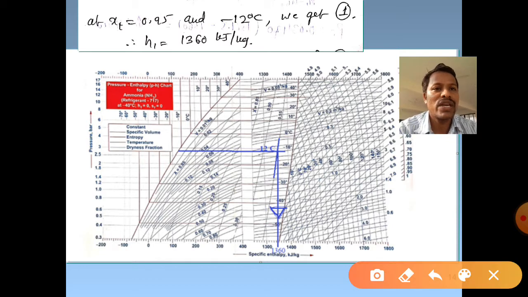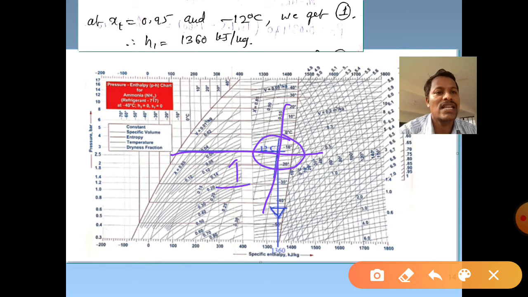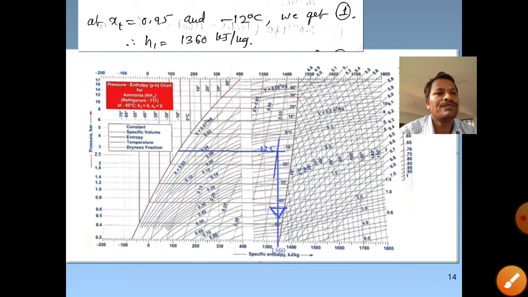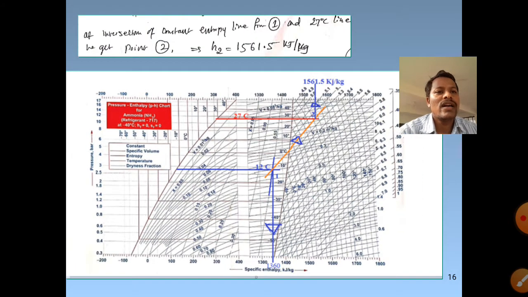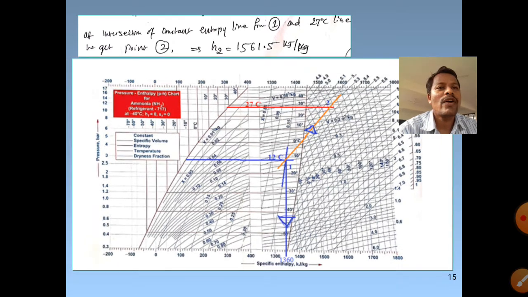So first on the ph chart, I have identified the minus 12 degree Celsius line. Then I have identified the x1 equal to 0.95 constant dryness fraction line. Wherever both intersected, I marked this as state point 1. Then I moved downward and got the H1 value. Now let's go ahead for the next point.